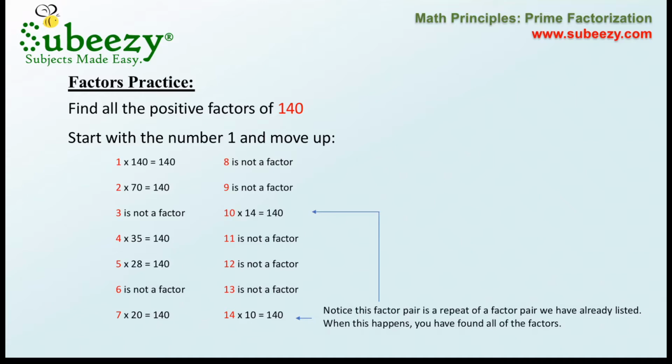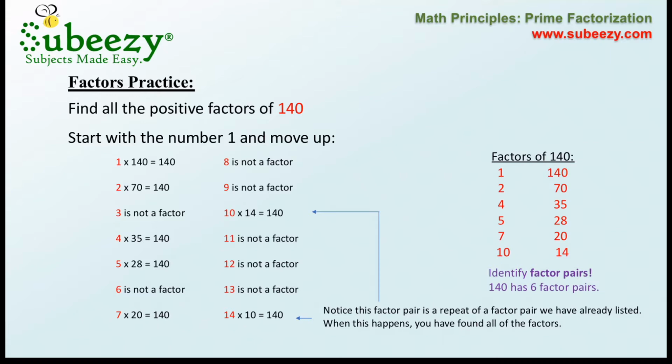So now let's list all the factors of 140. 1, 2, 4, 5, 7, 10, 140, 70, 35, 28, 20, and 14. Now identify the factor pairs. These are the two factors that, when multiplied together, equal our number. So the number 140 has a total of 6 factor pairs: 1 and 140, 2 and 70, 4 and 35, 5 and 28, 7 and 20, and 10 and 14.